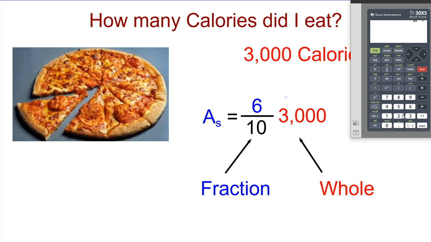So what's 6 tenths of 3,000? I can multiply that. 6 divided by 10, and I can put it in as a fraction if I want. So 6 tenths, multiplied times 3,000, gives me 1,800 calories. Now, considering I'm only supposed to eat 2,400 calories in a day, I just ate 75% of my daily amount of calories in one sitting.